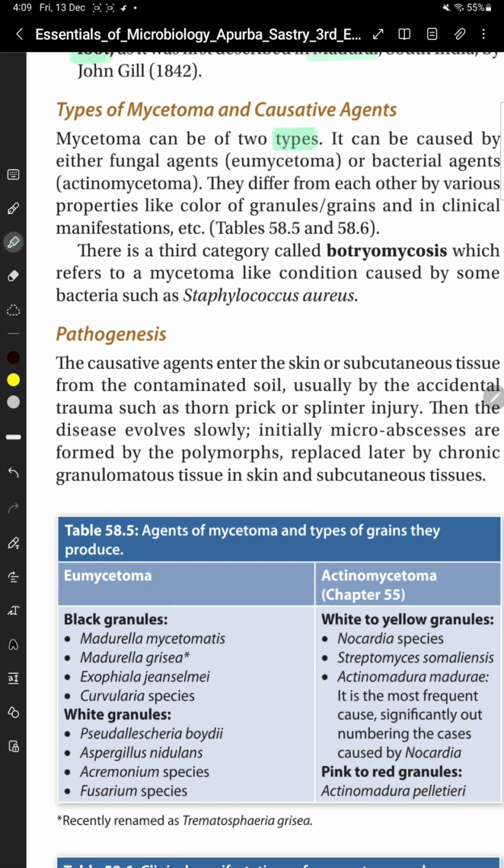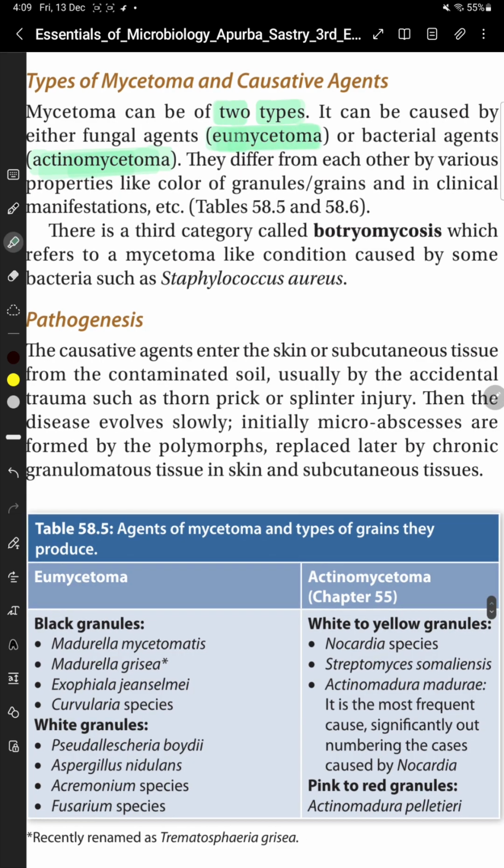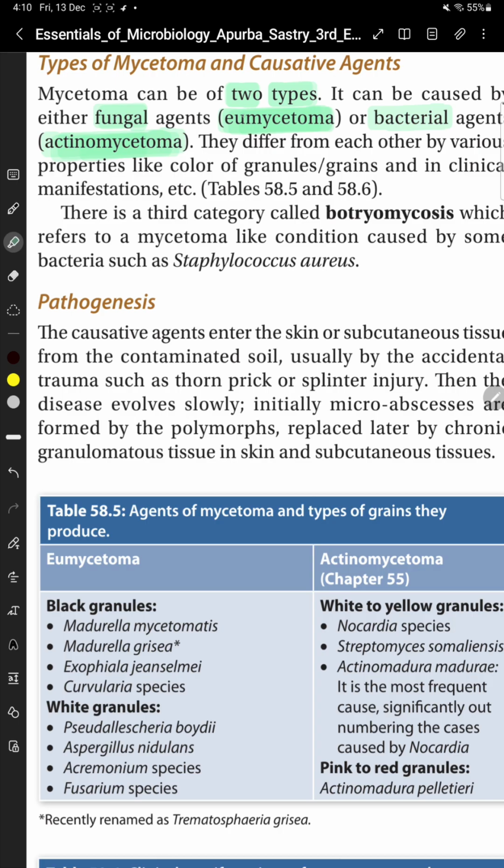Then types of mycetoma. There are two types of mycetoma: eumycetoma and actinomycetoma. Eumycetoma is caused by a fungal agent, and actinomycetoma is caused by a bacterial agent. दो टाइप का माइसेटोमा होता है, eumycetoma which is caused by fungal agent and actinomycetoma is caused by bacterial agent.